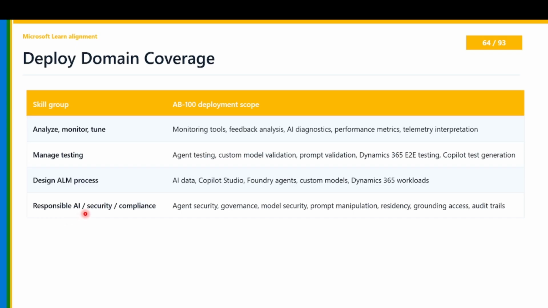Then the last skill group we have here is responsible AI, security, and compliance. Here we'll be looking at tools like agent security, governance using Microsoft Purview, security using role-based access control and least privilege, and model security. You can secure the model by setting guardrails against prompt manipulation, CI/CD and source control, residency of your agentic AI application, either using 365 Dynamics, grounding access, and audit trail. So these are the skill groups covered in this domain, and these are the specific tools that you need to understand.